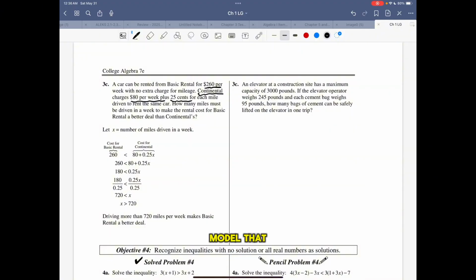So if we model that over here, an elevator has a maximum capacity of 3,000 pounds. If the elevator weighs 245 pounds, and each cement bag weighs 95 pounds, how many bags of cement can be safely lifted in the elevator in one trip? So 3,000 pounds is pretty much the limit. Okay, so you have to figure out, do you want less than, greater than, less than or equal to, or greater than or equal to?